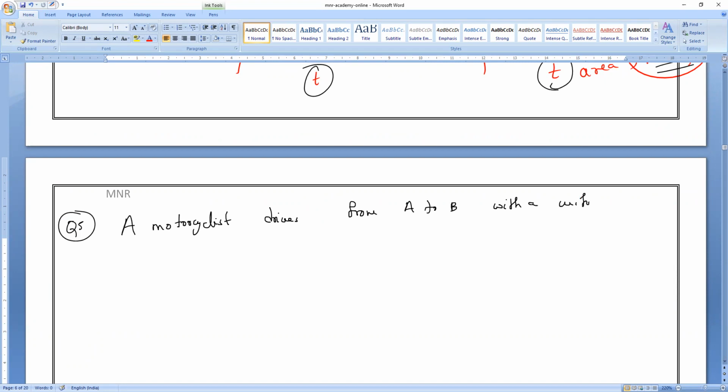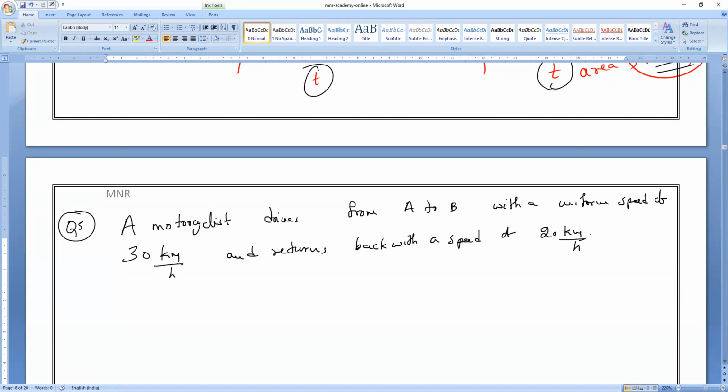with a uniform speed of 30 kilometer per hour and returns back with a speed of 20 kilometer per hour. Find its average speed. A similar question we solved yesterday also from our NCERT textbook exercise.